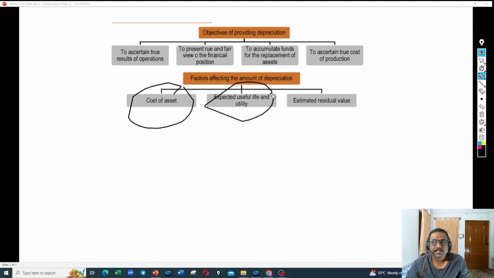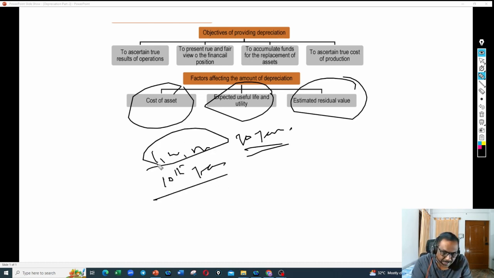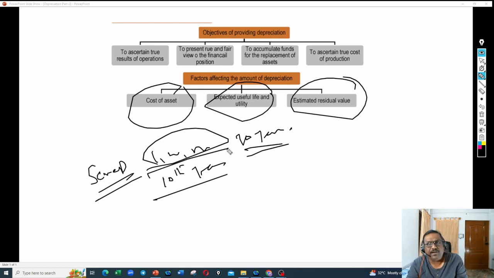Clear? Similar way, you also need to have estimated residual value. What do you mean by estimated residual value? Suppose I purchased a machinery for 1 lakh and useful life of this asset is 10 years. After 10th year, this asset will become scrap because it is not going to produce anything. If this asset is not going to produce anything after 10th year, you can sell off the scrap. There's no point in keeping that asset, no? What is that you are going to do with that asset?